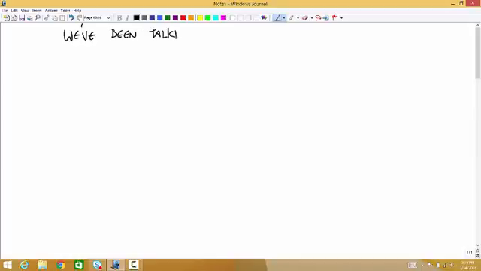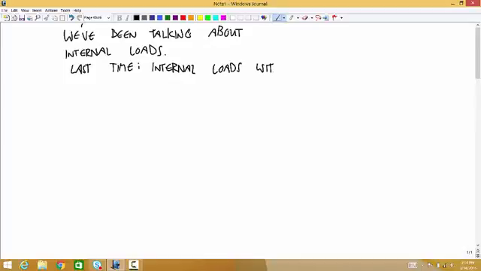Okay, so we've been talking about internal loads. Last time we talked about how to do internal loads when you had distributed loads. And so I'm going to start out with an example, but first I want to point out one thing that's really useful as a check on your answers. The 6 checks on internal loads answers.